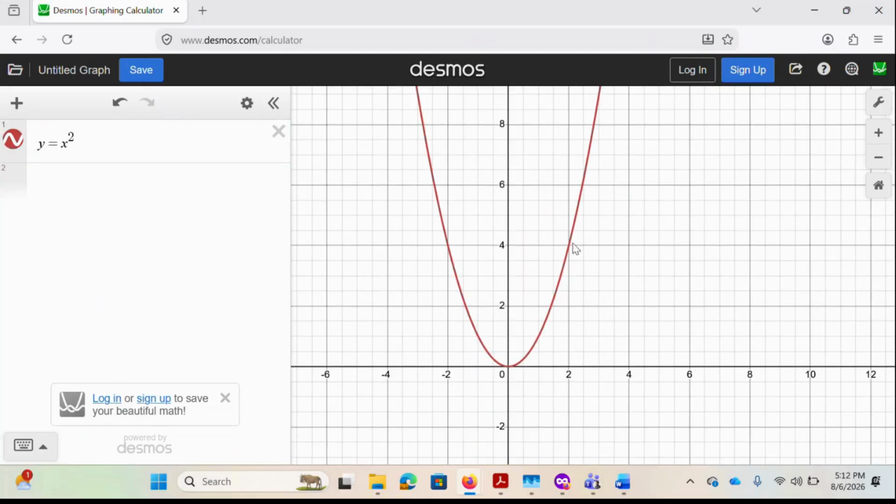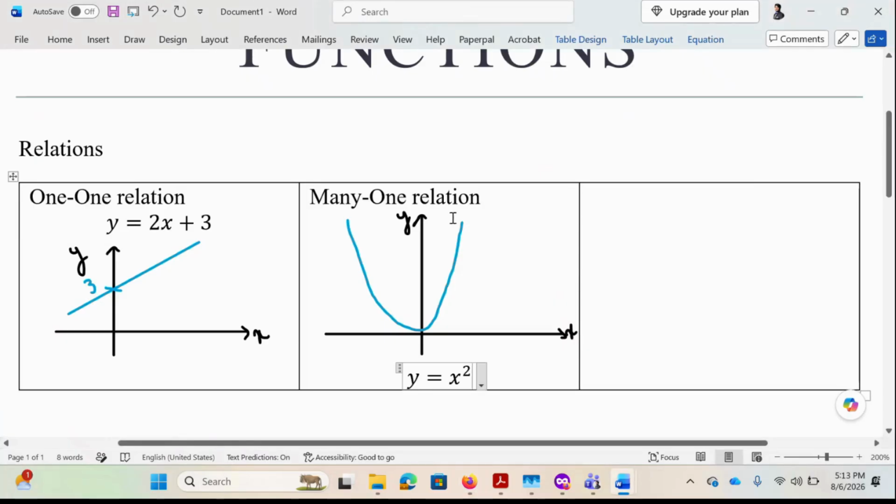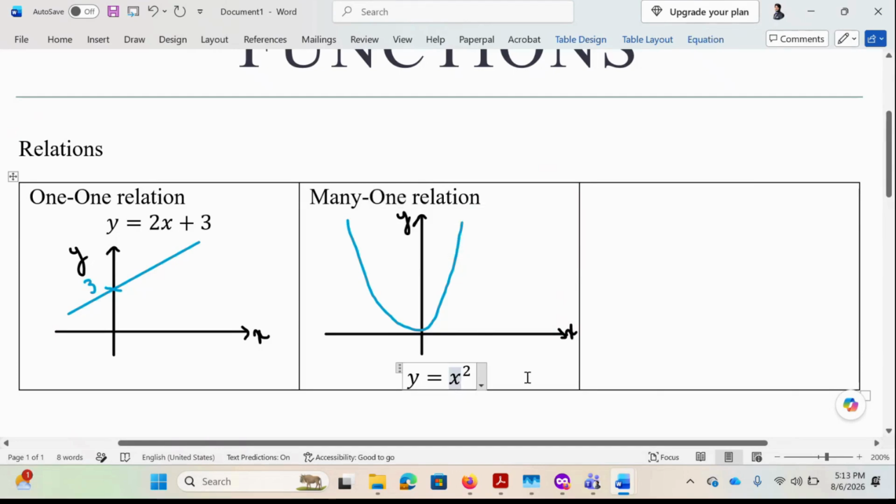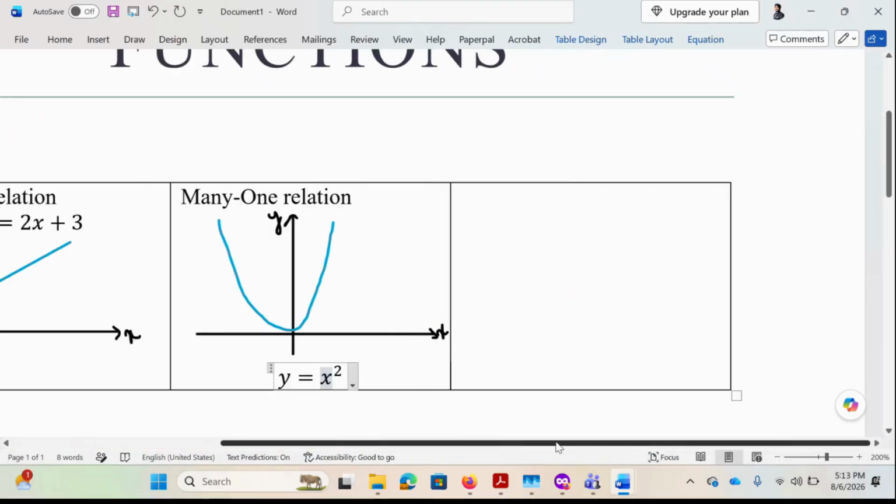When I plug in a positive 2 over here, what is my output for positive 2? 4, very good. What about negative 2? When I plug in negative 2, what is my output? Again, positive 4. So even for multiple different inputs, I can get the same output, and this is called a many-to-one. For many inputs, you can get one output. This specifically is a 2-to-1 function. It is a subcategory of many-to-one relation. Right now, I'll not be calling it a function. I'll be just calling it a relation for the time being.